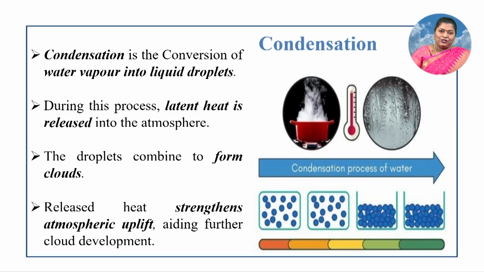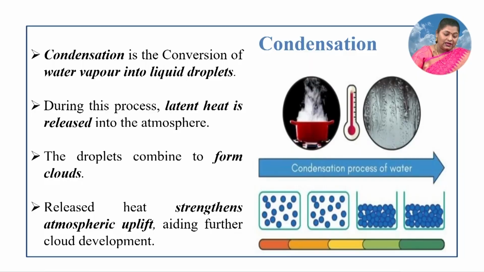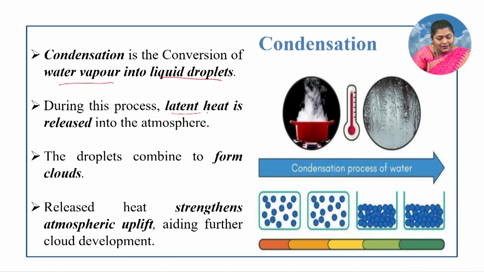Next is the condensation process. The term condensation is discussed again and again in this lecture because it is the basic process for the formation of clouds. Condensation is the conversion of water vapor to liquid droplets. The water vapor which has risen in the atmosphere transforms into liquid. That process is known as condensation. During this process, latent heat is released. The heat is released.